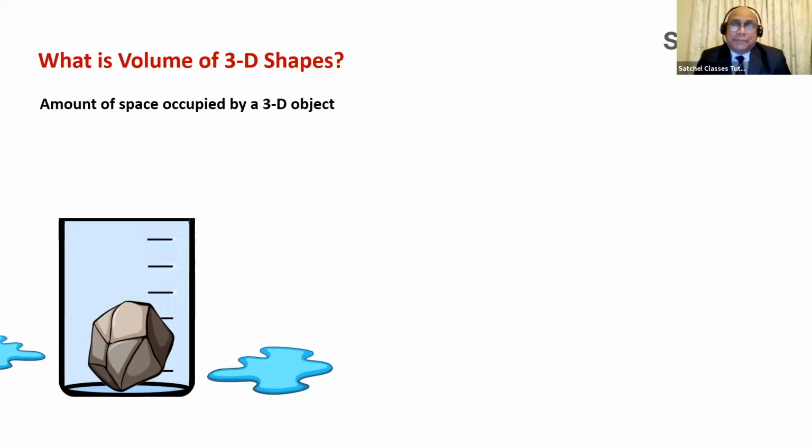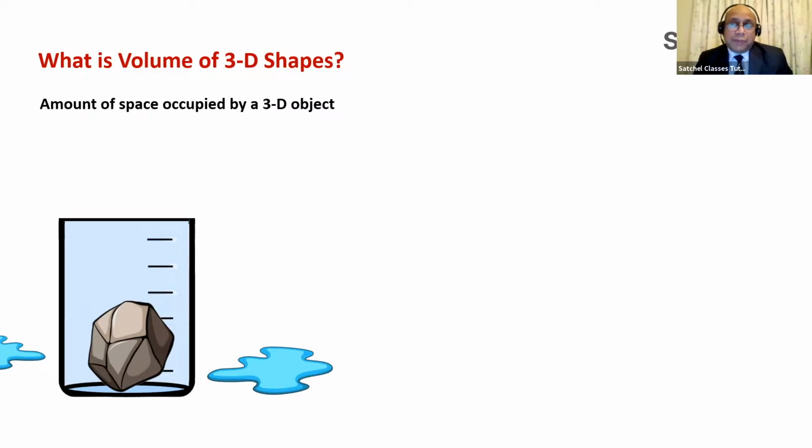Why did that happen? Because the stone now occupies some space inside the beaker, which was originally occupied by water, because of which the water gets displaced from there, and hence the water level rises in the rest of the beaker. And if the stone was big enough, then it will rise to such a level that it might even spill over. Correct? So volume is the amount of space occupied by a 3D object.